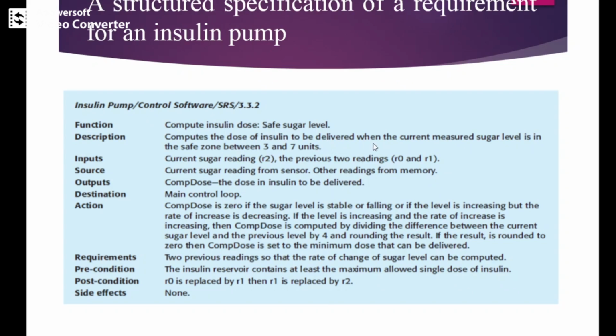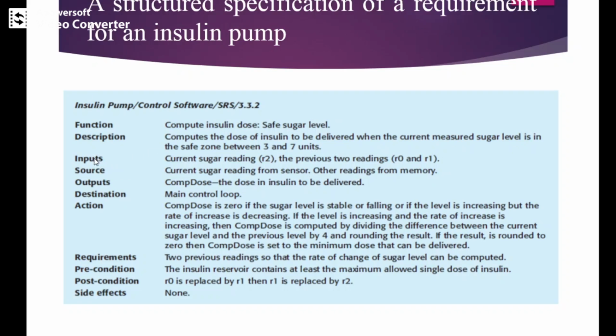Now the description. You have to give a description of the functionality. Computes the dose of insulin to be delivered when the current measured sugar level is in the safe zone between 3 and 7 units. So what is the description here? This function is mainly used to compute the dose of insulin that you need to deliver to the diabetes patient, when the current measured sugar level is in the safe zone between 3 and 7 units.